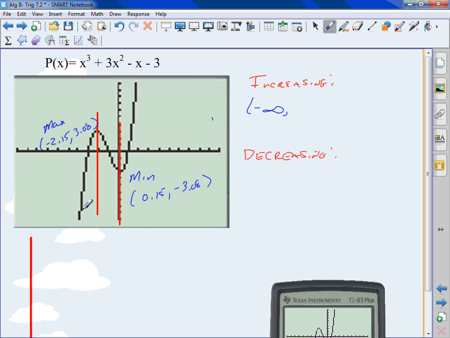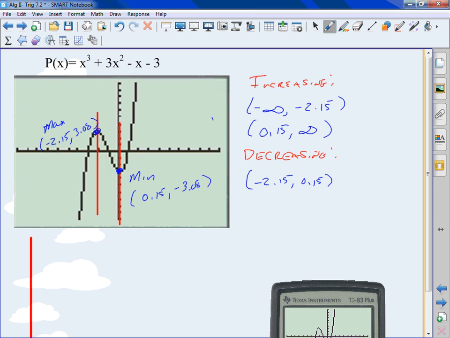When does it stop increasing? Negative 2.15, because once it hits this point right here, it starts to decrease. So it starts to decrease at negative 2.15. When does it stop decreasing? 0.15. Now, what happens after this point? It goes up. So it starts at 0.15 until positive infinity.